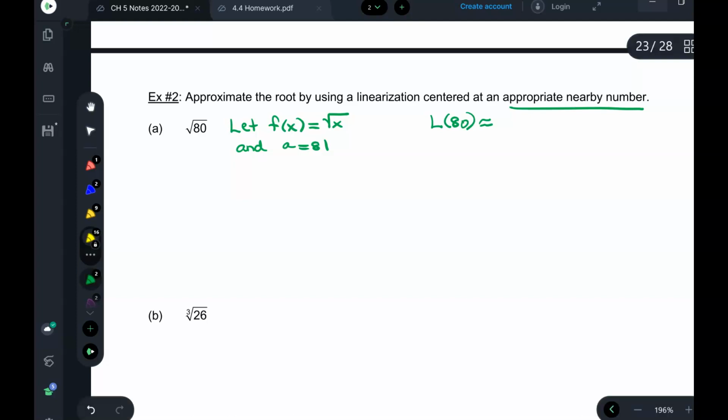So using this information, let's see if you can come up with a tangent line. Okay, so go ahead and see if you want to pause it here and see if you can come up with the tangent line.